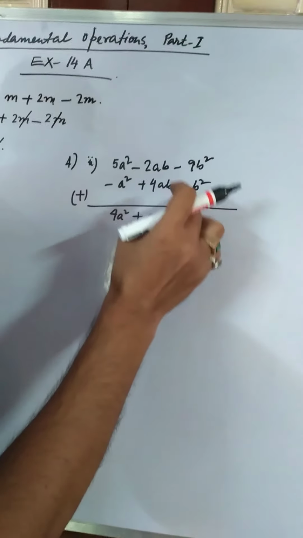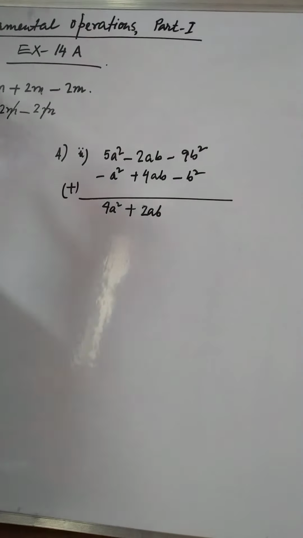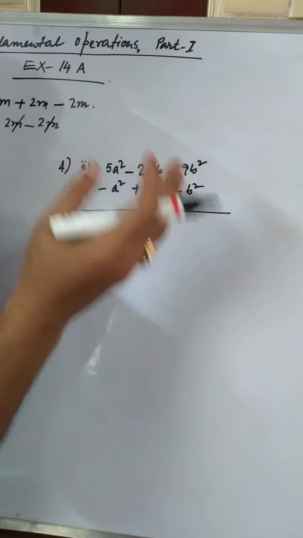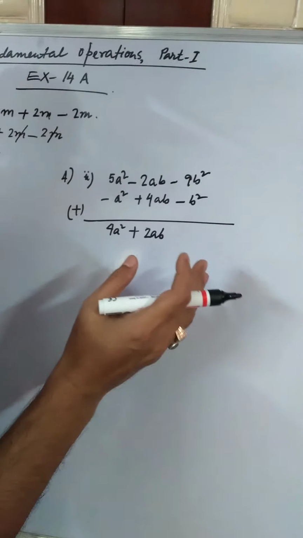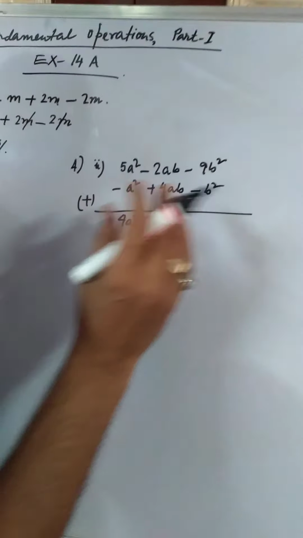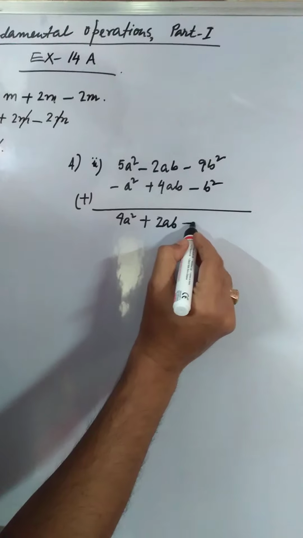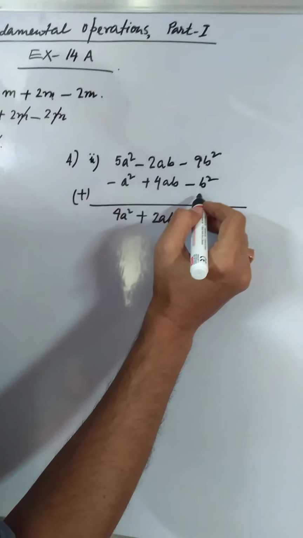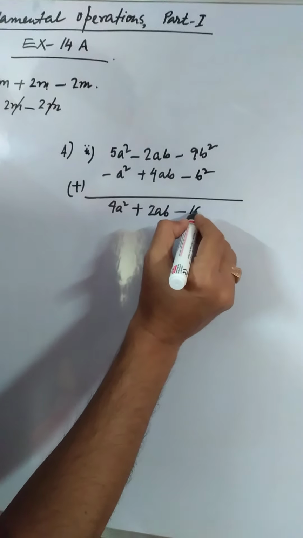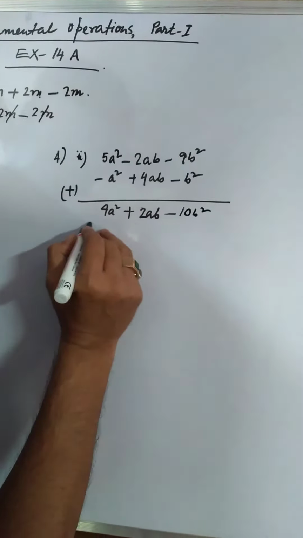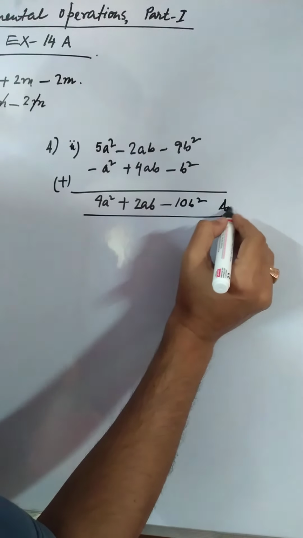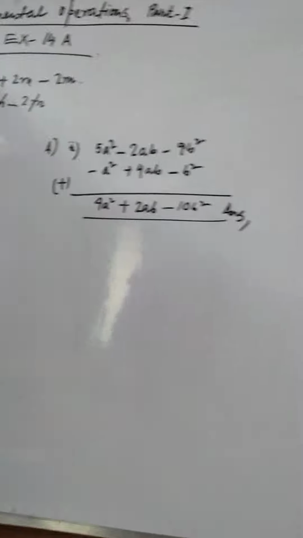Next is minus 9b square minus b square. The simple way: when the two or more negative signs are lying side by side, you have to add them, but the sign should be negative. So 9 plus 1, so 10. So the answer is here 4a square plus 2ab minus 10b square.